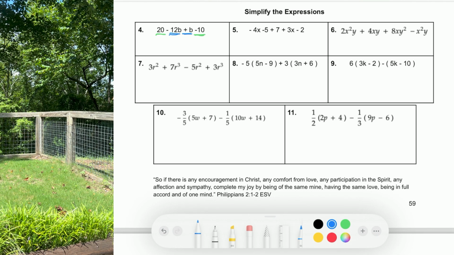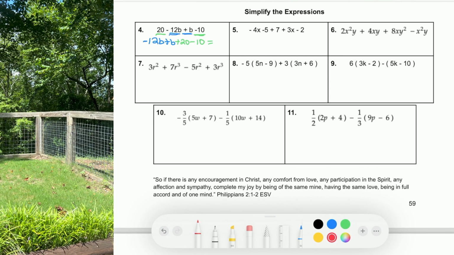I'm going to group my symbols together just so we can kind of see how they're going to combine. I take that minus sign that's in front of that 12b with it. So I have a negative 12b plus b. Then I have that positive 20, so plus 20 minus 10. This just makes it a little bit easier to see what goes together and how they will combine.